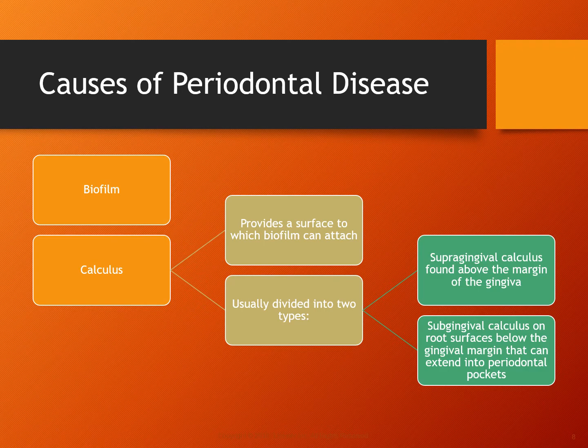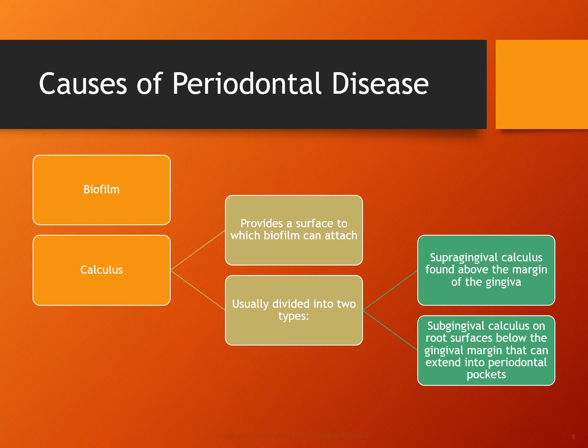There are 2 types of calculus, supragingival and subgingival. Supra meaning above and sub meaning below. So supragingival calculus is found on the clinical crowns of the teeth, above the margin of the gingiva. It is readily visible as a yellowish-white deposit that may darken over time.